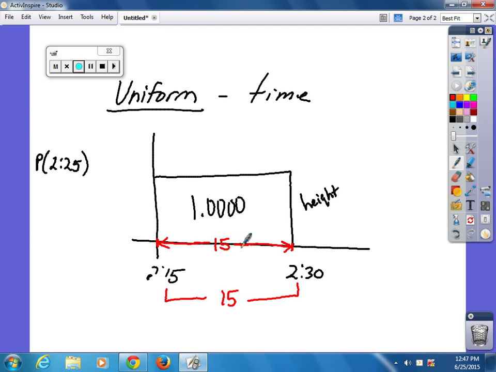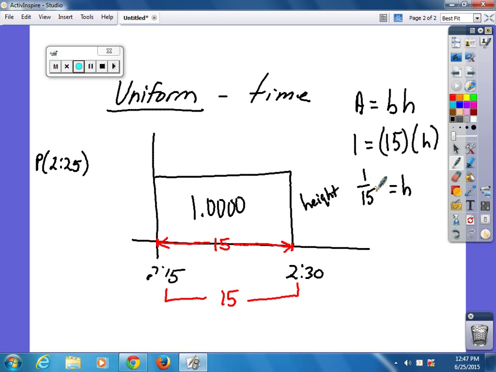Everybody with me? Okay, we know that area is equal to width times height, or base times height, or whatever you want to call it. And we know that the area is 1. What is my base? So what is my height? 1/15. So height is equal to 1/15.